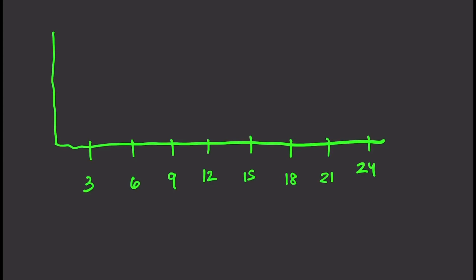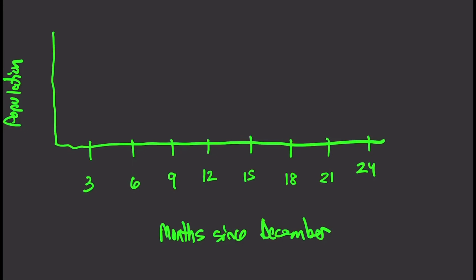All right, so what does that represent? That represents the months since December. And this is going to be my population. All right, so it tells us that the minimum population is 480. So I'm going to put 480 here. And again, put a little break in because we're not starting from 0. And the maximum is 950.